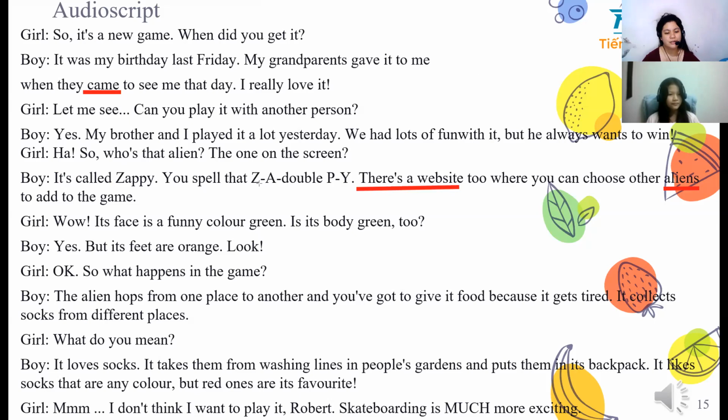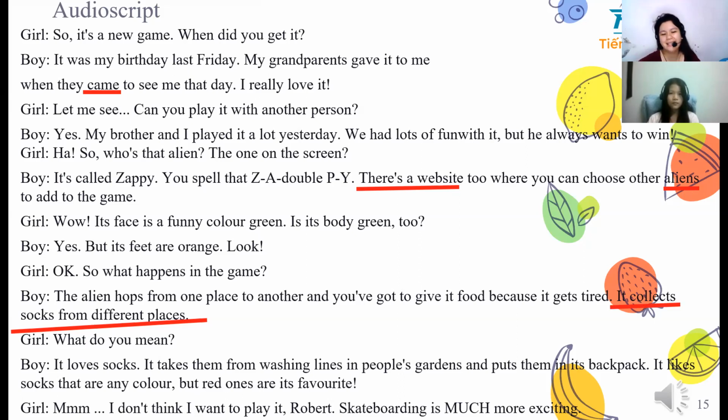Okay, so what happens in the game? The alien hops from one place to another, and you've got to give it food because it gets tired. It collects socks from different places. What do you mean? It loves socks. It takes them from washing lines in people's gardens and puts them in its backpack. It likes socks of any color. Red ones are its favorite. I don't think I want to play it, Robert. Skateboarding is much more exciting.